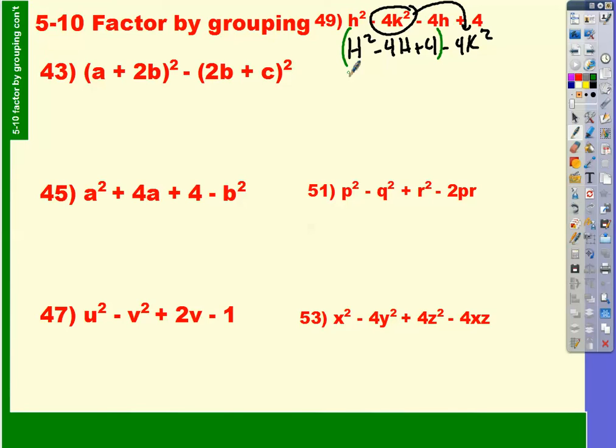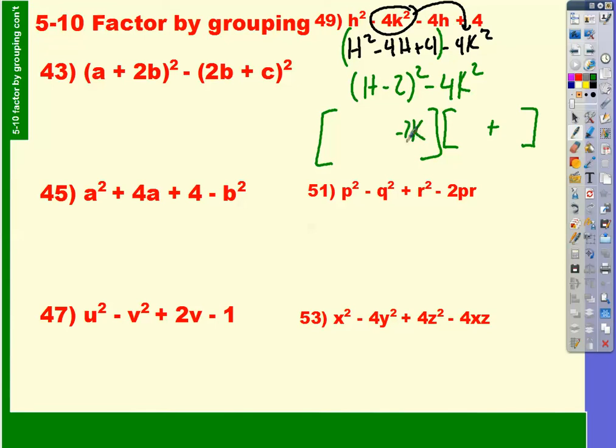Since that negative 4k is different, we're going to want it to be by itself. It's on timeout. And so now, what's that factor to? Well, we've done a ton of these, right? And we know now that's going to be h minus 2 squared minus 4k squared. Difference of squares, that's right. So I have a plus and a minus, 2k and 2k, and then I just have my h minus 2, h plus 2, and there's nothing that I can combine, so I'm good.